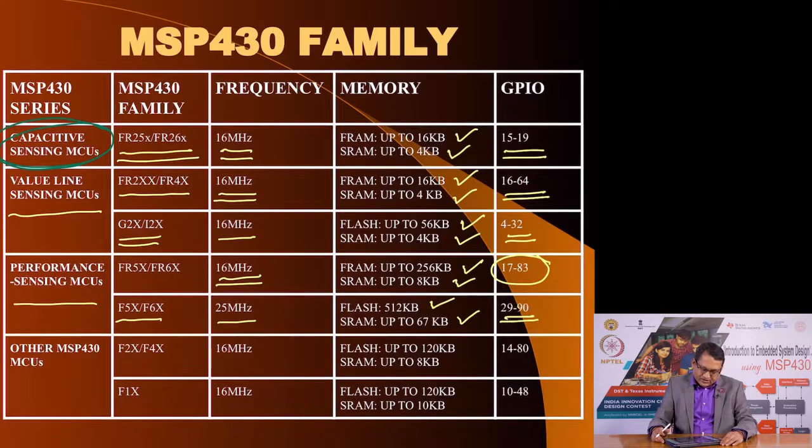And then you have what are called other MSP430 MCUs. They have two series, F2, F4X and F1X, and both of them actually have a 16 megahertz clock. Both of them offer flash memory, and the number of IO pins is for the first one 14 to 80 and the other one is 10 to 48, and the SRAM in the first case is 8 kilobytes, and here you have slightly more at 10 kilobytes. So, this single table in a way captures the kind of variety that is available in the MSP430 family of microcontrollers. Let us see some of the more features of this family.